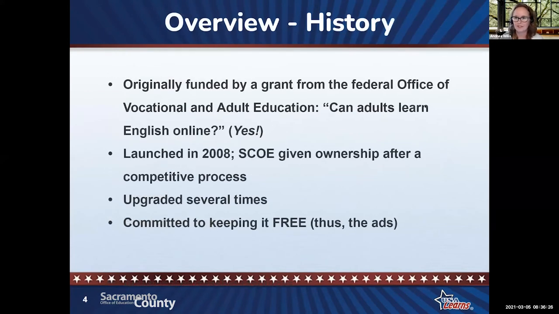Okay, so just a little bit of history and overview about USA Learns. The project was originally funded by a grant from the Federal Office of Vocational and Adult Education. And the feds wanted to know if adults can learn English online. After having had so many people come to our website, we think the answer is yes. So the site launched originally in 2008. And at the end of that grant, my organization, the Sacramento County Office of Education, was given ownership after a competitive process. And we are so happy that we were able to take it over because it's truly been a labor of love for us. And we have thoroughly enjoyed being able to maintain it and grow it.